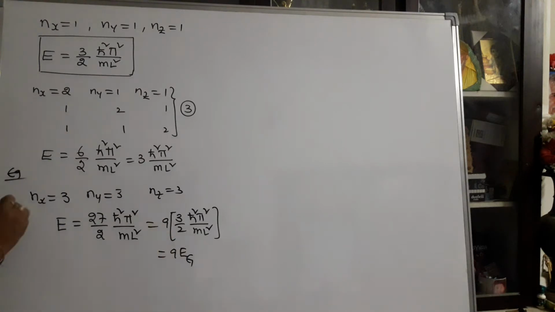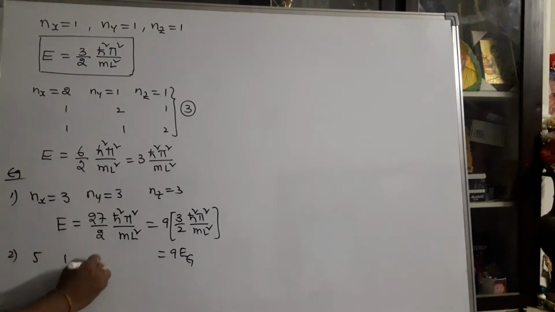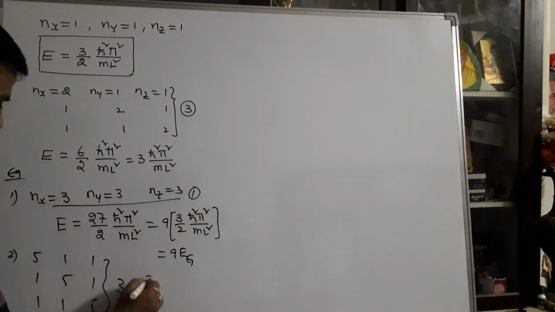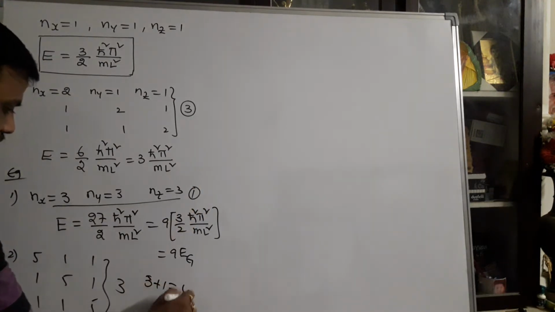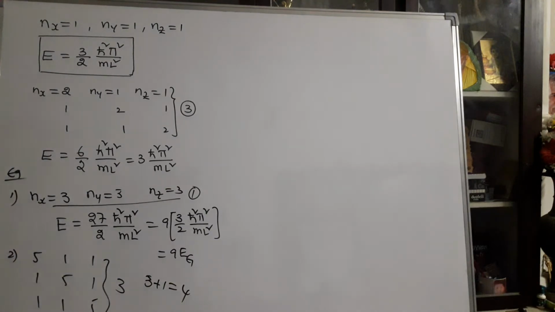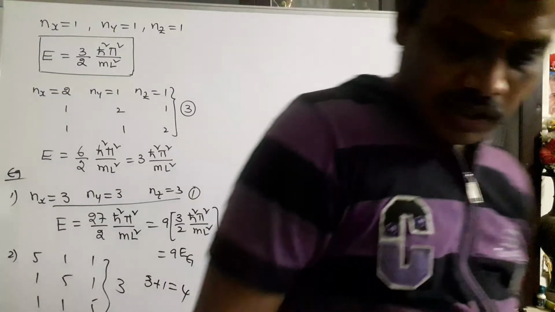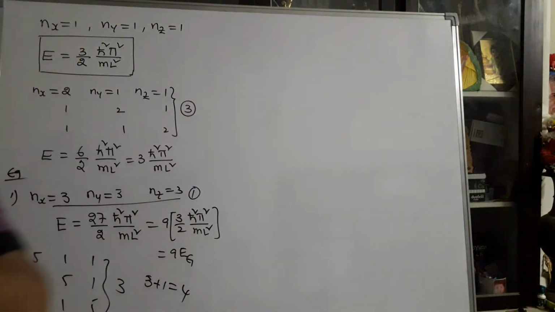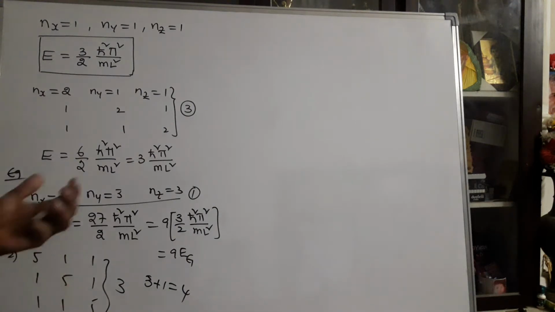How many possibilities? This is the first possibility. Second possibility, the same value occurs with 5, 1, 1: 25 plus 1 is 26, 26 plus 1 is 27. Likewise 1, 5, 1 and 1, 1, 5. Here 3 possibilities are there, and 1 more possibility is there. So the total degree of degeneracy is 4-fold. In that way you can calculate up to the 4-fold degeneracy according to the values of nx, ny, nz.